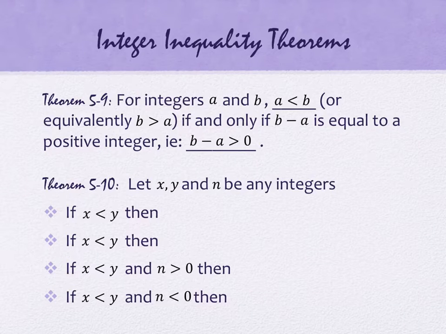Interesting things happen with inequalities and multiplication, though. So if we have x is less than y, and we add a number to both of them, the inequality stays the same. So if x is less than y, then x plus n is less than y plus n. And it doesn't matter what n is. n can be positive or negative.